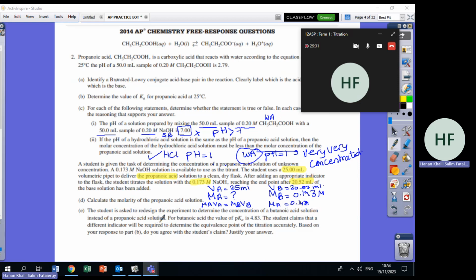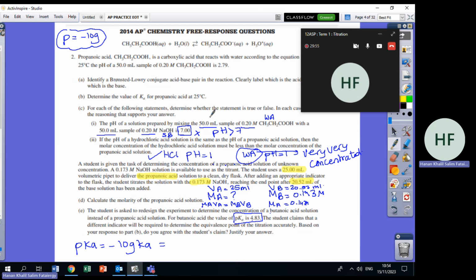Now the student is asked to redesign the experiment to determine the concentration of butanoic acid instead of propanoic acid. For butanoic acid, the pKa is 4.83. Okay, how do we find pKa? Always when we see p, it is minus log. So pKa is minus log Ka. For butanoic acid it is 4.83.